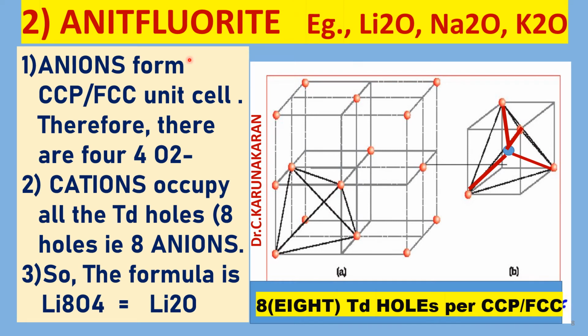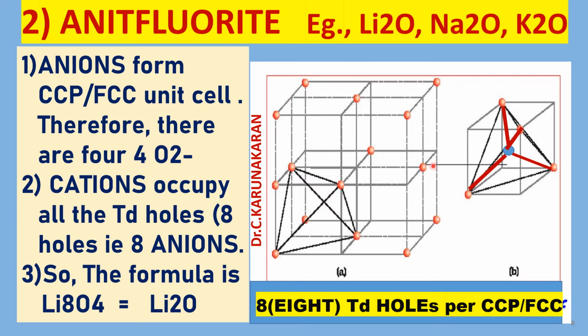Let us see now antifluorite. It is just opposite, an interchange. Anions and cations, you just interchange this. Now the anions form the cations form the FCC. Here anions are just opposite. Okay, that's all. This is CaF2, this is Li2O. These two interchange the positions. Li2O, Na2O, K2O, Rb2O, etc.